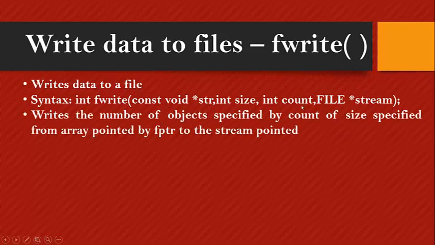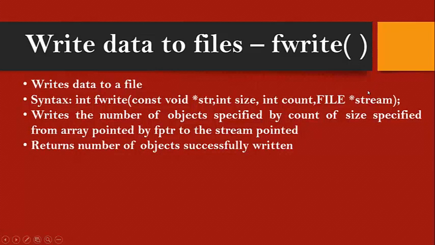Every object will have a size, so you have to specify the size as well as the count, from the character array. This character array will be pointed to the stream through your file pointer variable. This function will return the number of objects that has been successfully written. It will be always less than or equal to the count that you have specified.